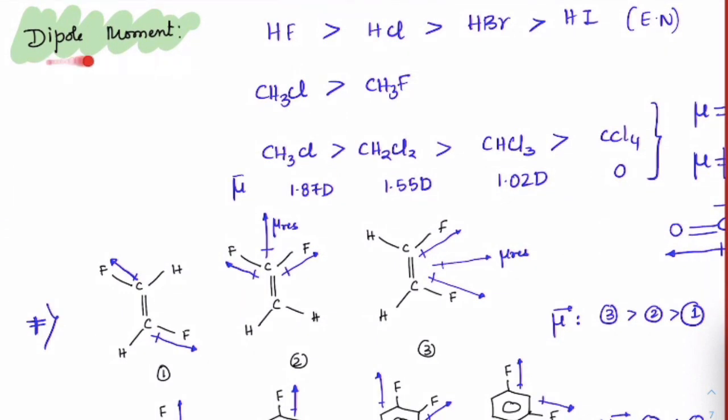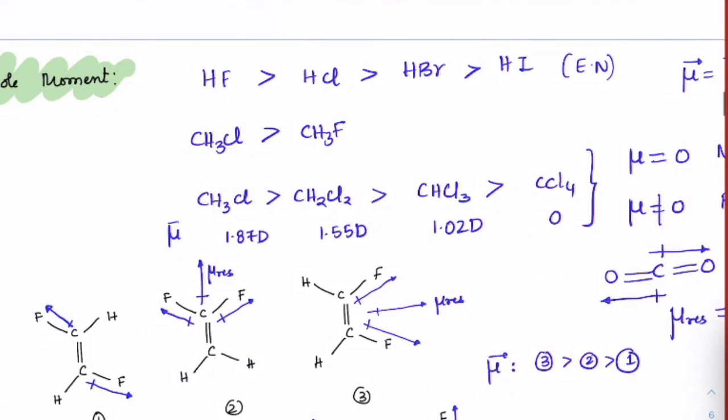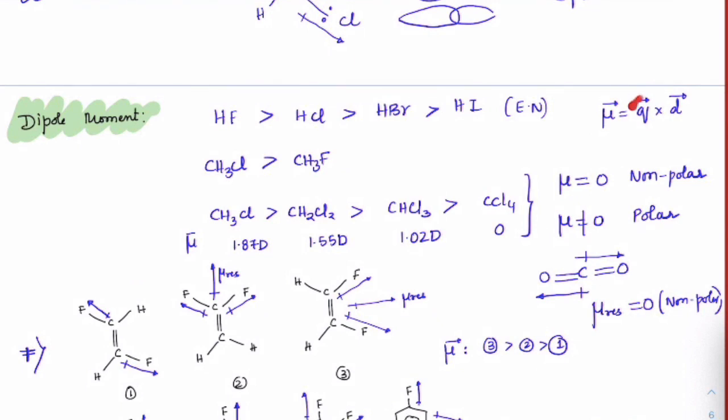Next, comparing dipole moments. Generally, dipole moments depend on two factors: one is the charge, the other is the distance, that is, the charge separation. In most cases it is the charge that is dominant. So the more the charge, the more the dipole moment. In certain cases like CH3Cl and CH3F, we have some exceptions. Otherwise, for dipole moment, the charge is always the dominant factor.